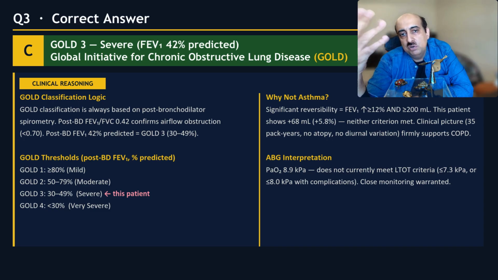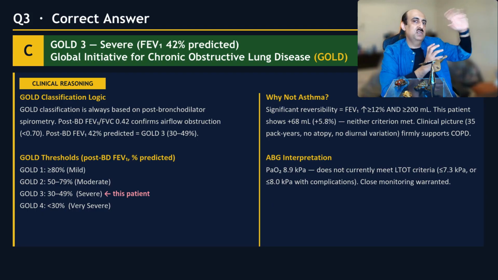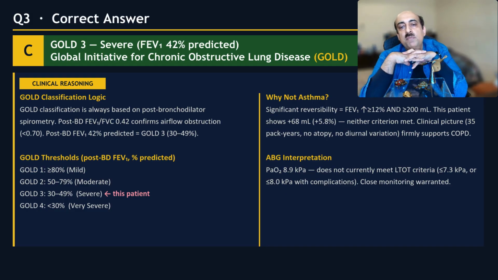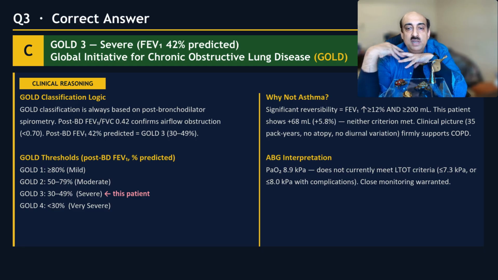And the clinical picture of this patient's history, again, start off with history, clinical examination, then investigations, rather than relying on just one aspect. So he has a 35-pack year history, no atopy, no history of allergy, no diurnal variation, which is classic for asthma. And it strongly supports COPD, and again, it is confirmed by the spirometry.